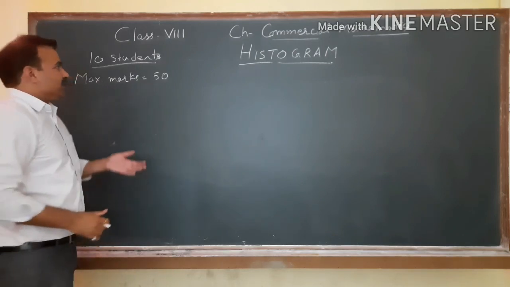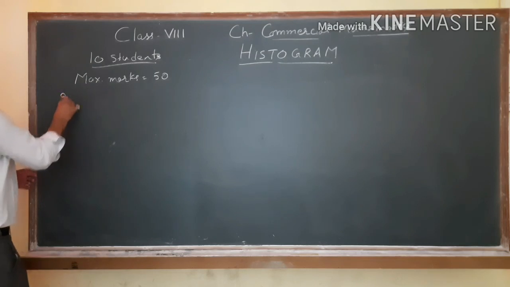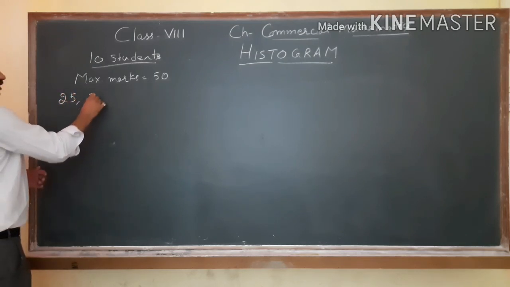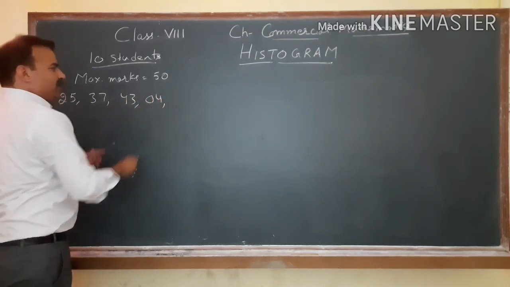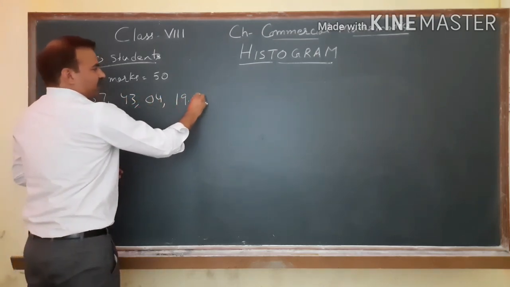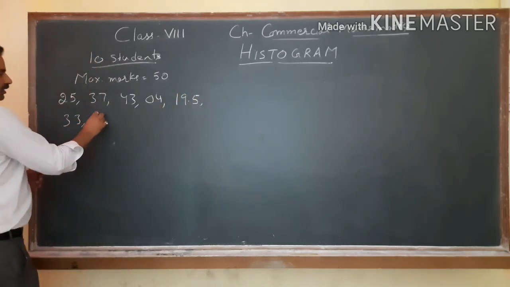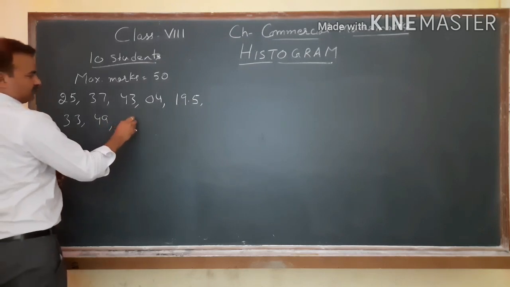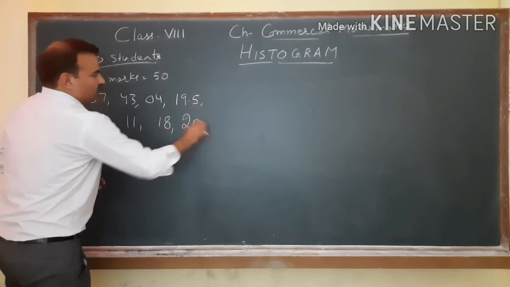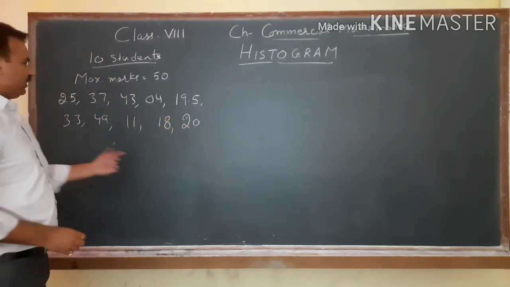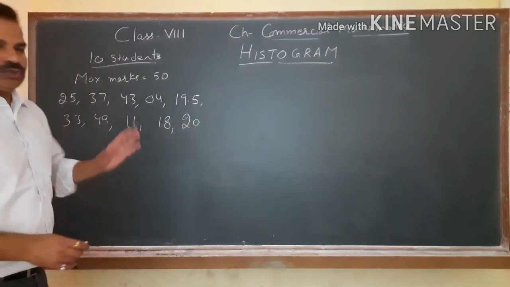Now let us write the marks obtained by the students. Suppose the first child scored 25, then 37, then 43, then only 4, then one child with 19.5, and then 33, then 49, then 11, then 18, then 20. 1, 2, 3, 4, 5, 6, 7, 8, 9, 10. Now these are the 10 marks scored by the students.